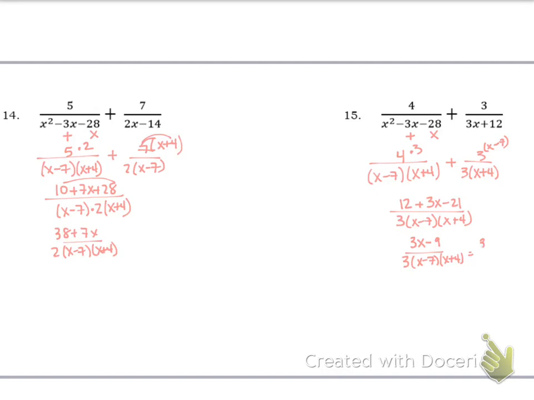And then I see if there's anything else I can do on the top. It looks like it has a GCF of 3. So we're going to take him out. And they share that 3. And now it's in multiplication mode, so we can cancel. So I got x minus 3 left on top. I got x minus 7, x plus 4 left in the bottom.